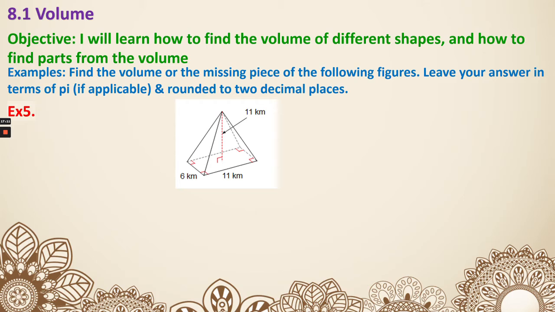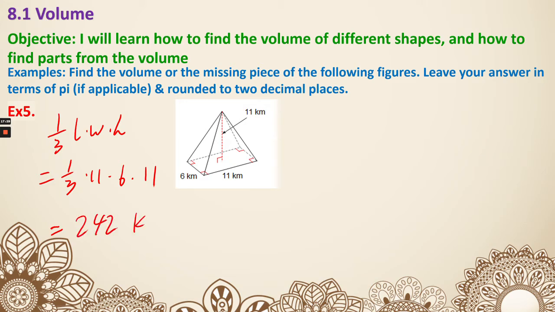Example 5. Bottom is a rectangle, so 1/3 length times width times height. So 1/3, length is 11, width is 6, height is 11, and that is going to give you 242 kilometer cubed.